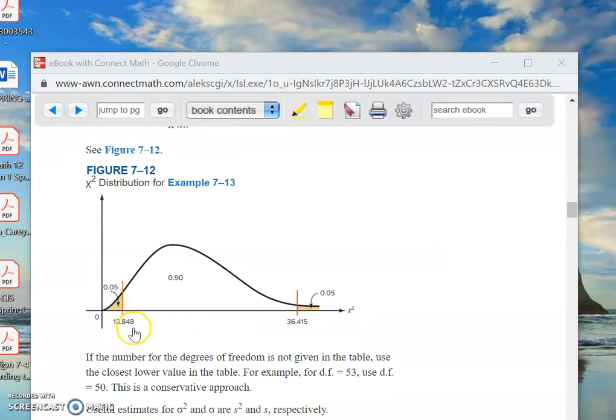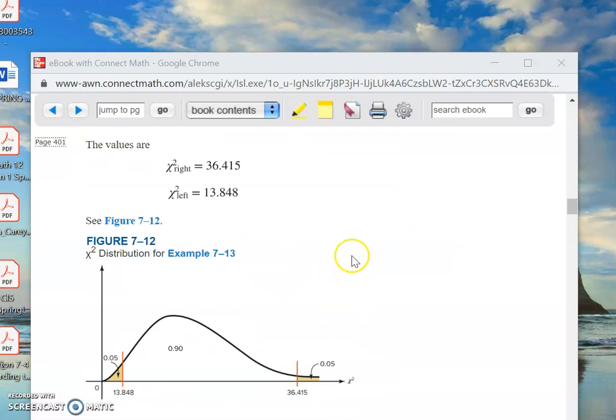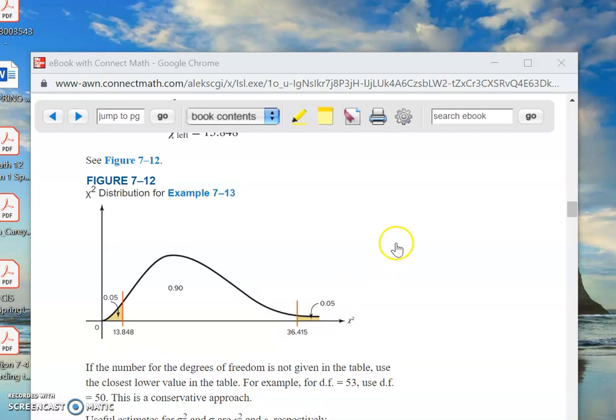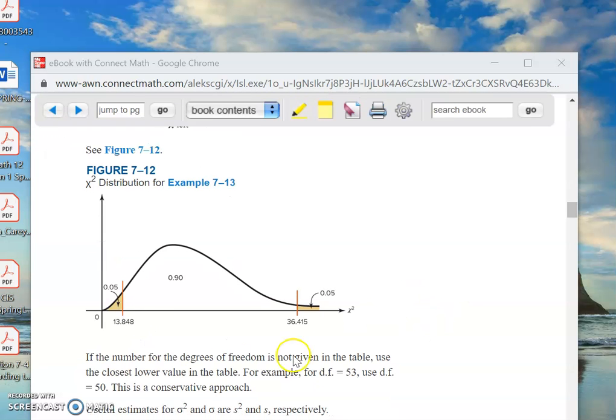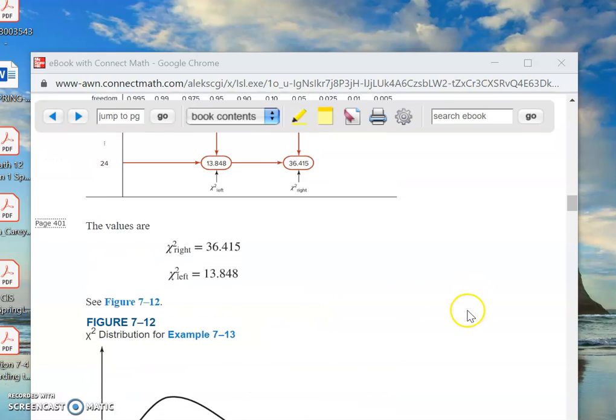Okay? So here's another cartoon that he's doing here. 36.415. That critical value gives me 5% over here. 13.848 gives me 95% to the right. Therefore, it gives me 5% to the left. That's exactly what I wanted. Those are my two critical values that I'm looking for.